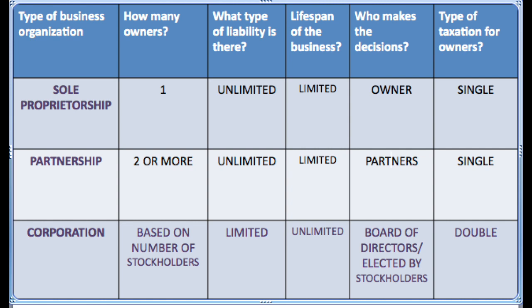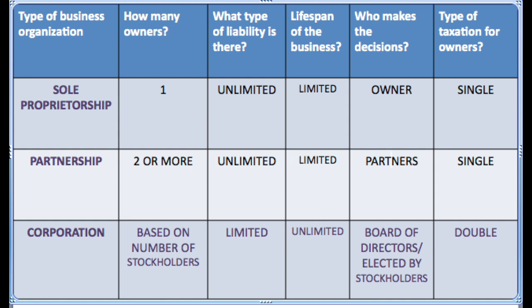So how many owners? Well, that's pretty straightforward. Sole proprietor, it's sole, it's one. Partnership, typically two or more. And then a corporation, what separates a corporation off, for the most part, is the ability to buy and sell stock in that company. And so for a corporation, there could be millions of owners. There could just be a few thousand. It just depends on how many stockholders there are.